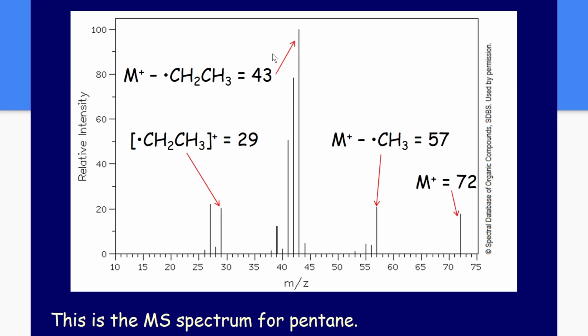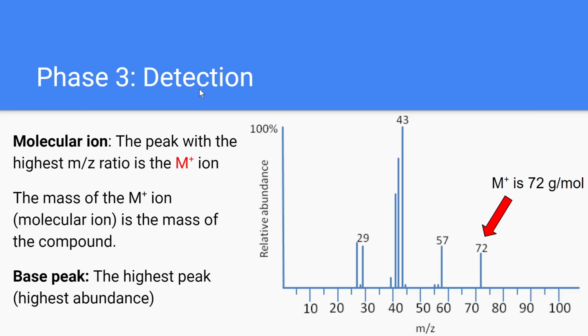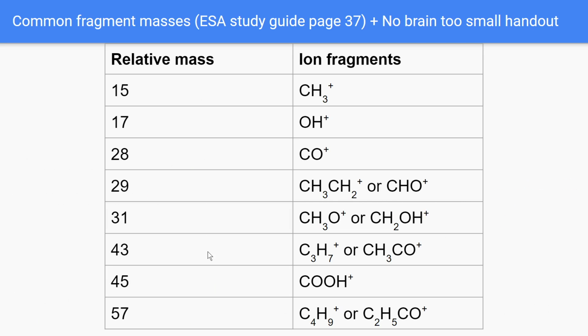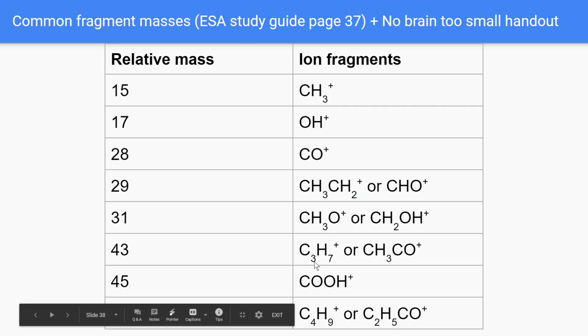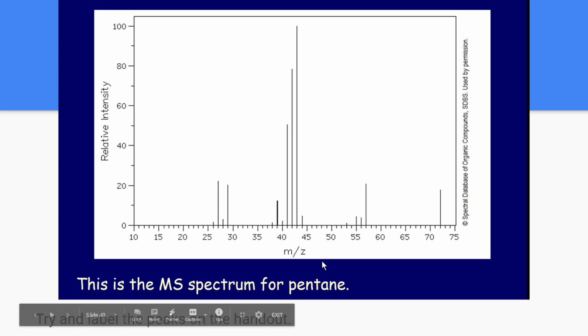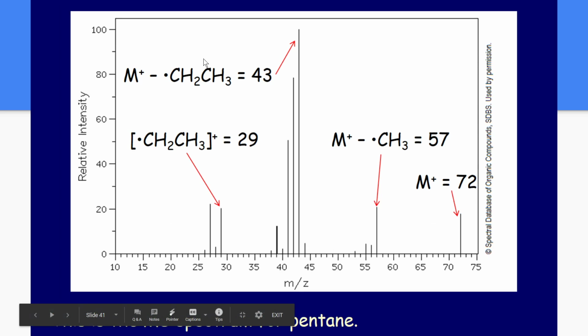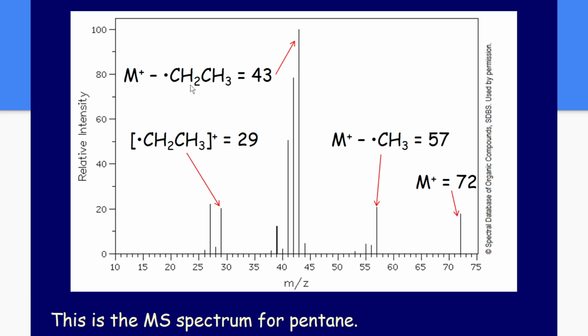This is our base peak at 43. This is pentane minus a CH3 and a CH2. If we go back here, 43 corresponds to C3H7, which is CH3, CH2, CH2. So in this case, 2 carbons have been cut off pentane to make C3H7. That's our highest abundance, which means this is the most common fragment in our set.